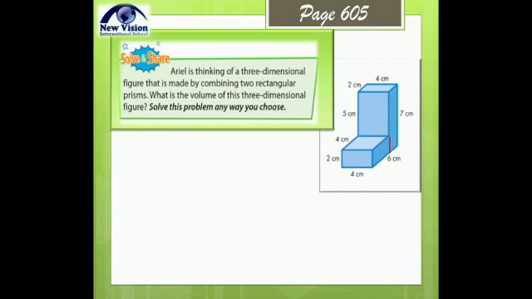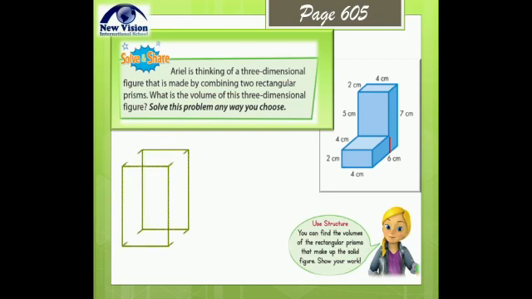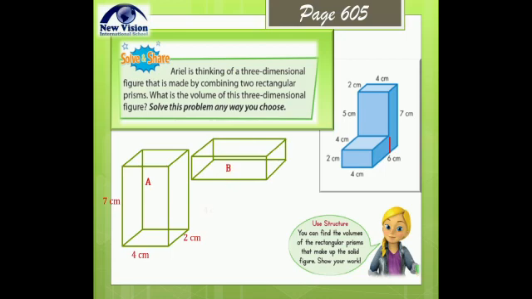So after dividing, we will have prism A that has a height of 7 centimeters, length 4 centimeters, and width 2 centimeters. Next is prism B that has a length of 4 centimeters, height is 2 centimeters, and width is 4 centimeters. After dividing them into two rectangular prisms, let us now find their volumes.